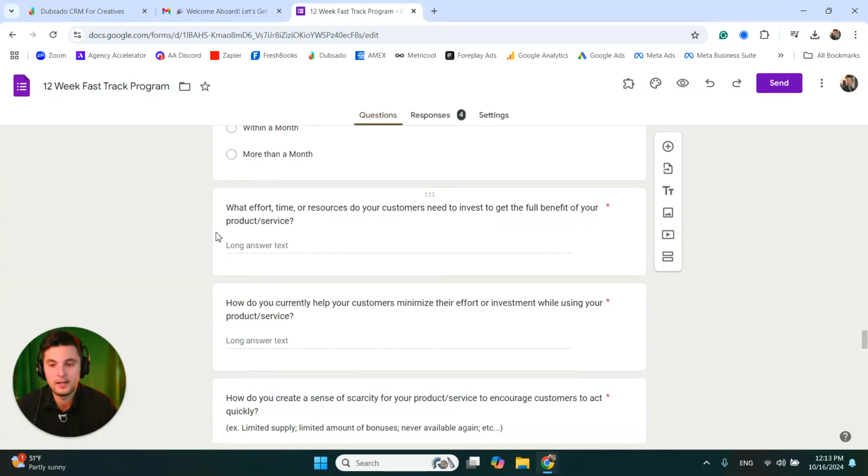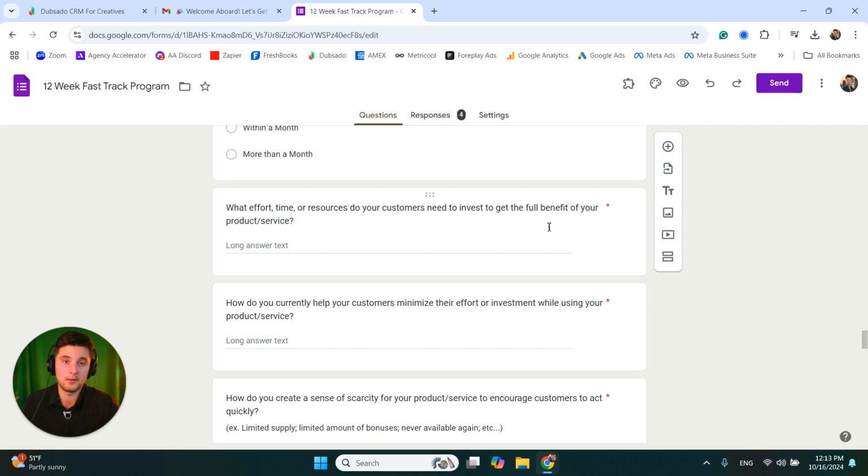So select that. What effort, time, or resources do your customers need to invest? For example, your customers need to invest like $20-$40 for a pack of these. For a pool, they're going to need to invest a spot on their land.